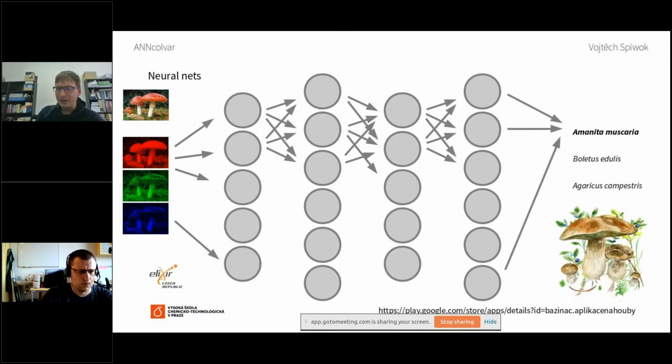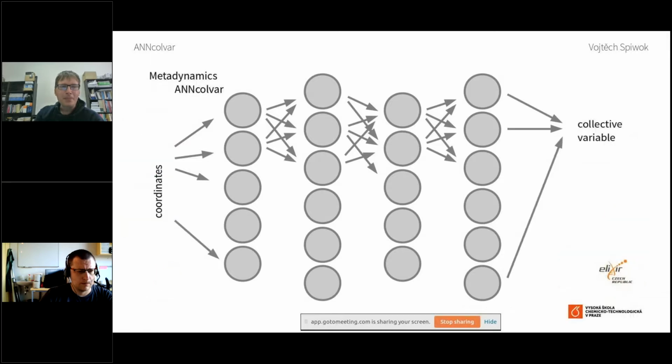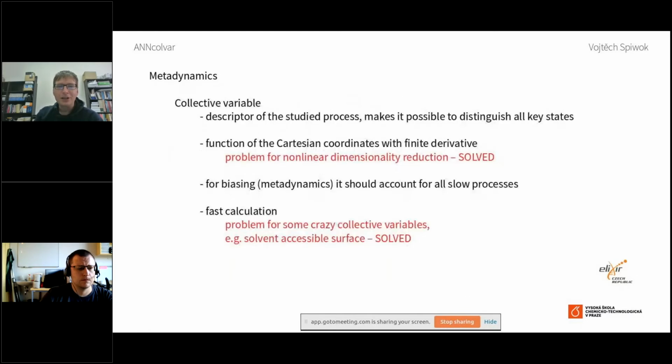So we got inspired by this, and instead of pixels or intensities of pixels, we took Cartesian coordinates of atoms, and we used the neural network to convert them into the value of collective variable. And this is the story behind Anncolvar.